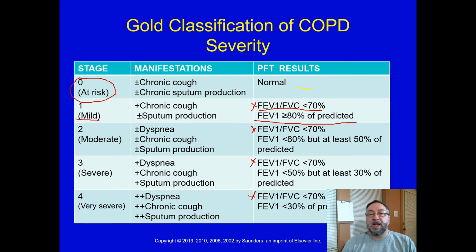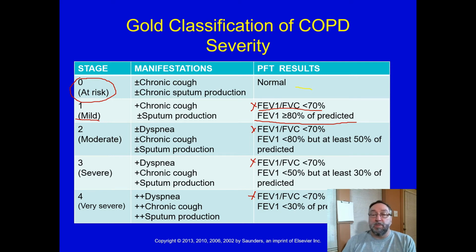And then as you go down each one of them, you'll see that moderate means their FEV1 is 50 to 80. Severe means their FEV1 is 30 to 50, right, and so on. And then less than 30 is very severe. And I think that kind of explains that.